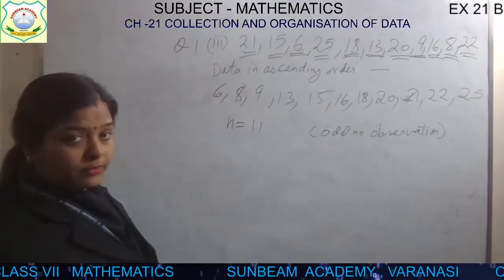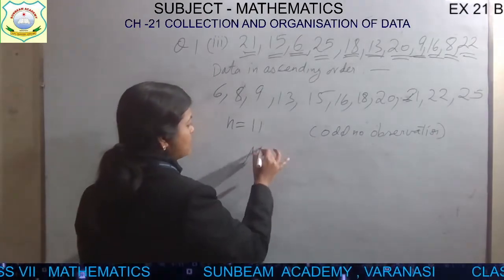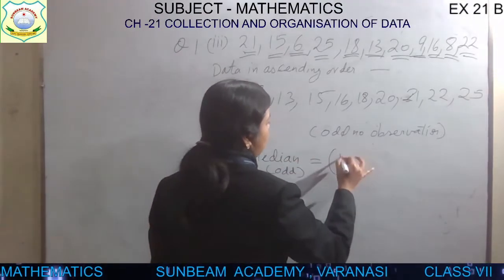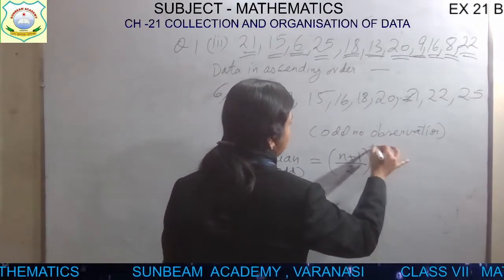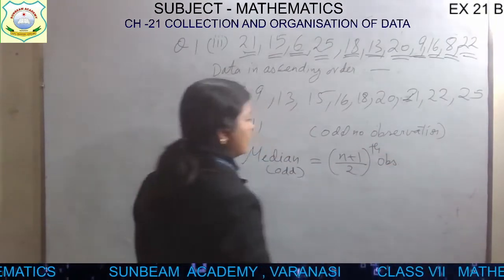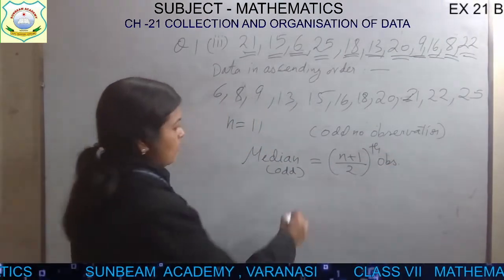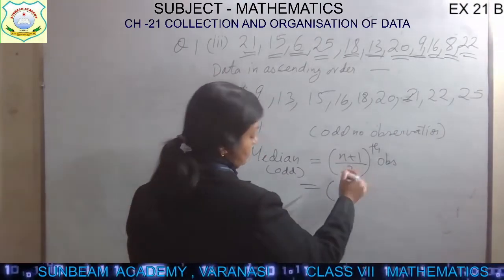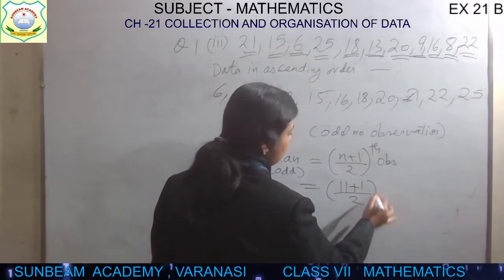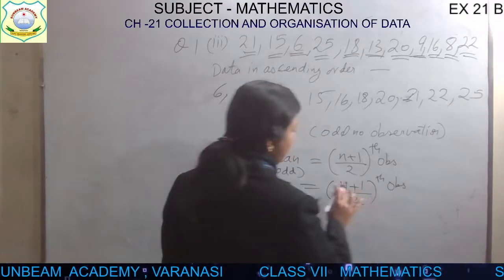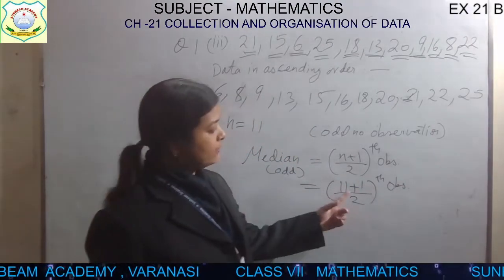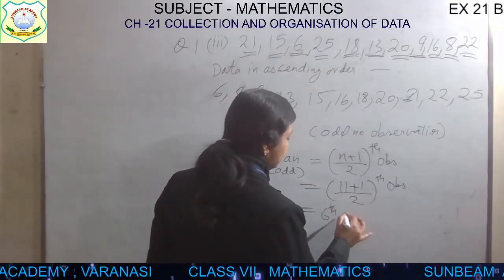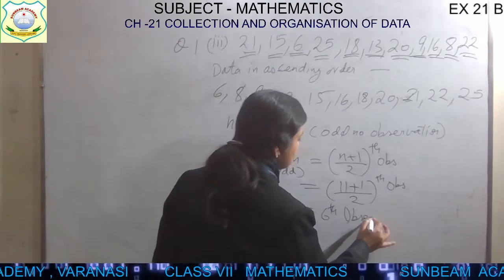Now for an odd number of observations, the median is the (n plus 1) by 2th observation. Now what is n, children? 11. So write down 11, total 11 observations. 11 plus 1 by 2th observation. So 11 plus 1 is 12. 12 by 2 is 6. So it is the sixth observation.